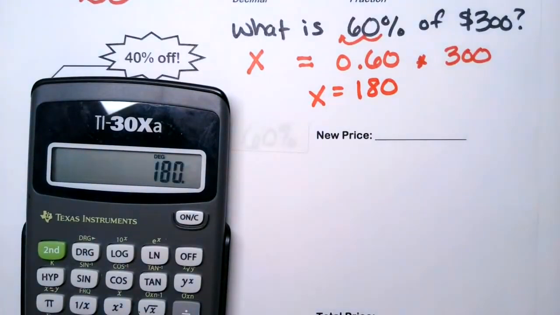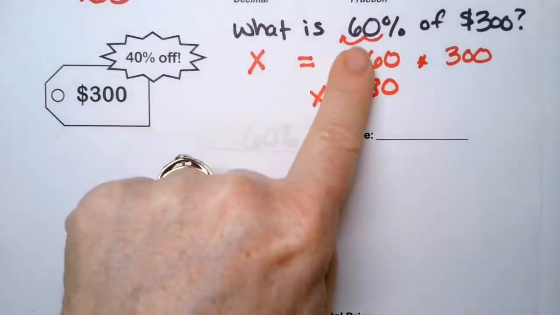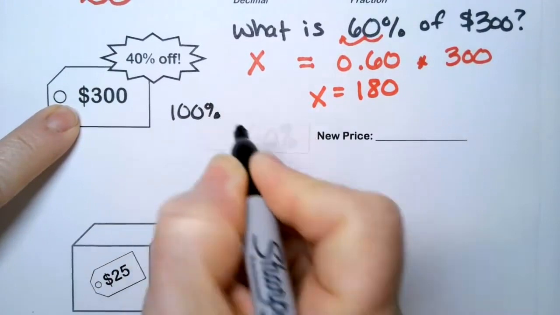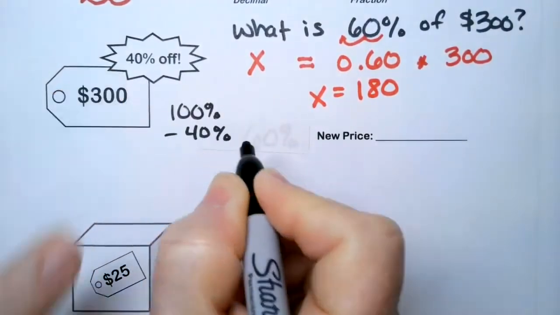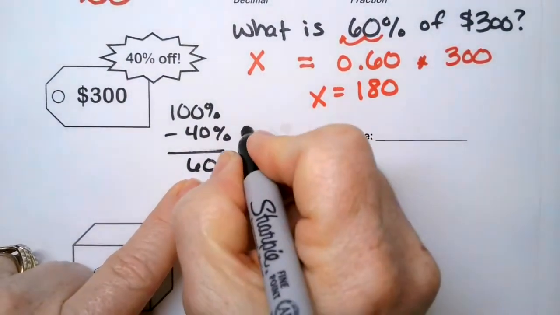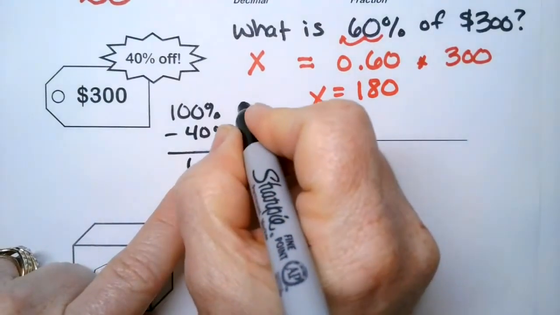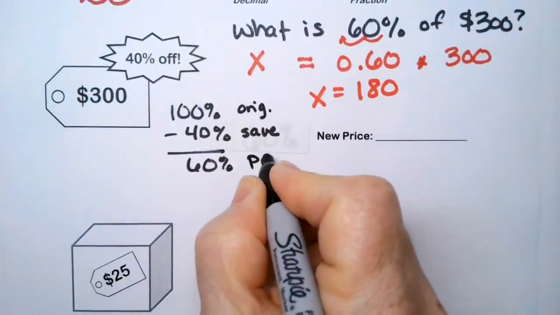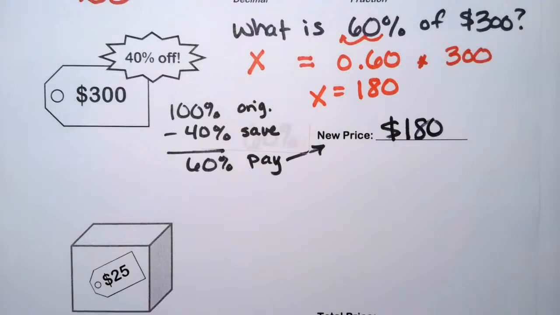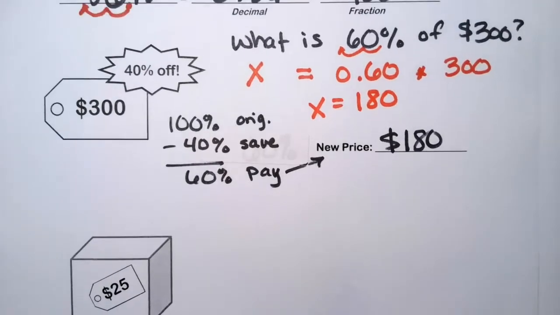Is that the amount that is off, or is that the amount we pay? What did we do? We calculated 60. Why did we calculate 60? Because if this 300 is 100%, and it's 40% off, 100 minus 40 is 60%. So that's what we want to calculate. This is the original price, so this is how much we have to pay. That's the new price, which is $180, not 180%. Somebody wrote that. It should be $180. Good. I went over that nice and slow to start getting our brains oriented with these problems.